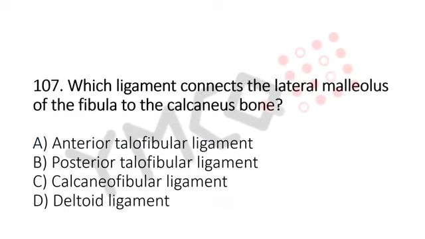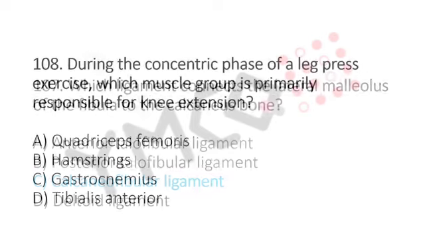Now let's move to question number 107. Which ligament connects the lateral malleolus of the fibula to the calcaneus bone? Option A, anterior talofibular ligament. Option B, posterior talofibular ligament. Option C, calcaneofibular ligament. Option D, deltoid ligament. And the answer is option C, calcaneofibular ligament.